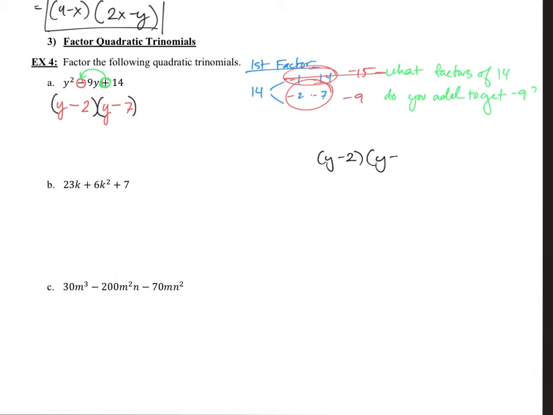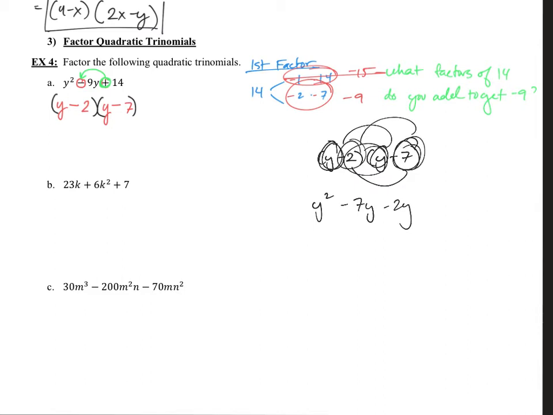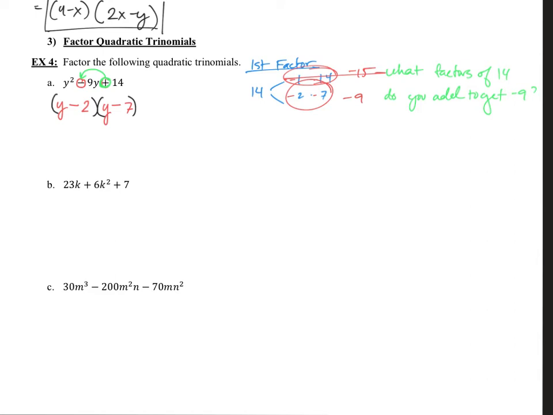So here's our checking to make sure we're correct. Doing FOIL: first, y squared, outside, inside, and last. Adding the two together, y squared minus 9y plus 14. Is that what we had? Yep. Okay, so we factored it correctly. So just a good way to check your work, you can just go ahead and multiply it back out.